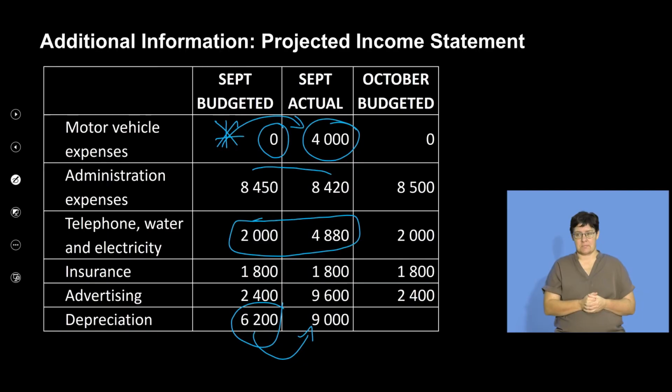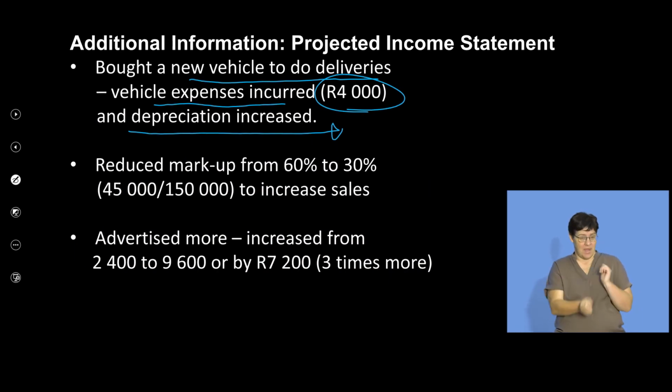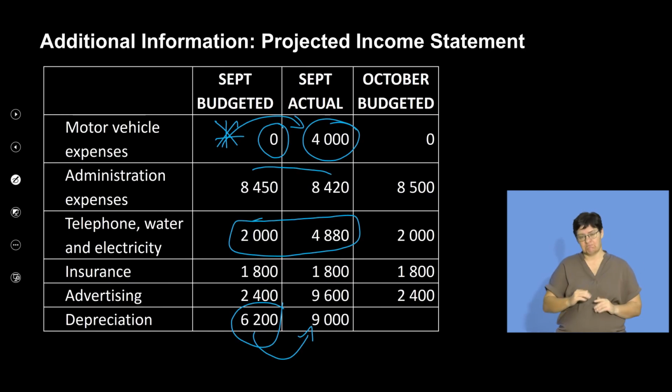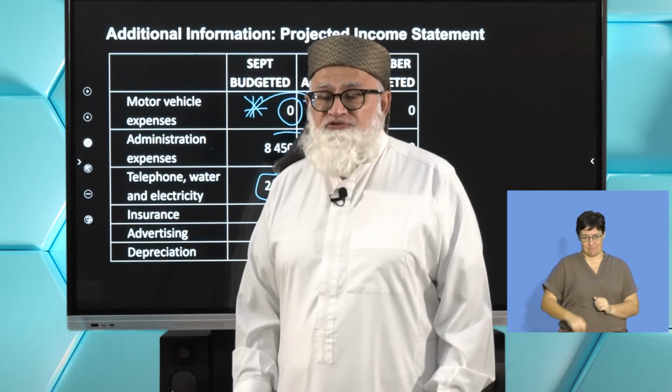And as a result of that, you can clearly see your vehicle expenses increased from 0 to 4,000, and your depreciation also increased. I think it was from 6,200 to 9,000 Rand. So obviously this is now impacting on our profits.